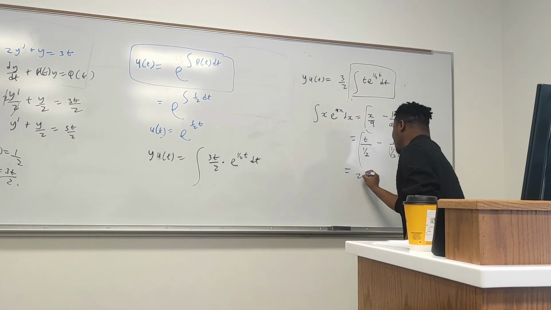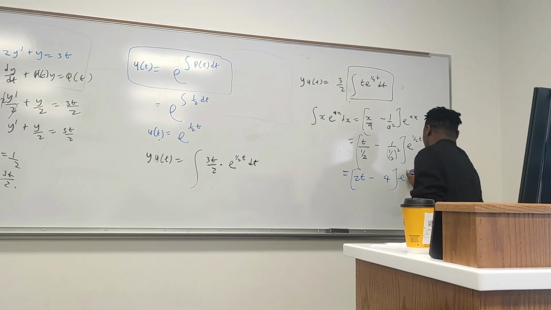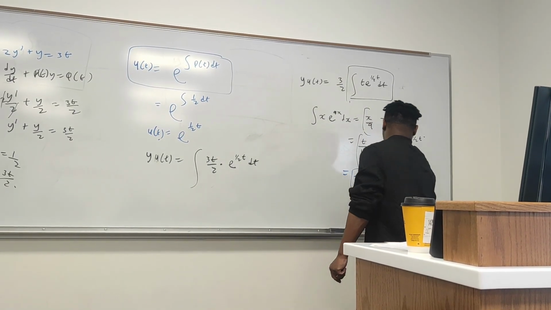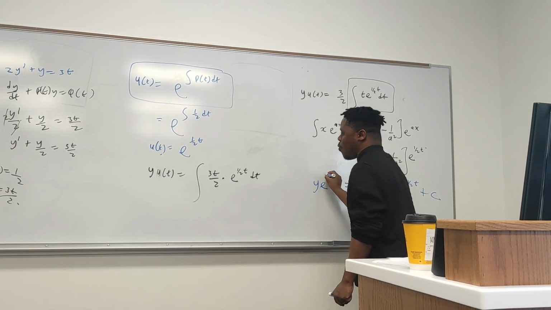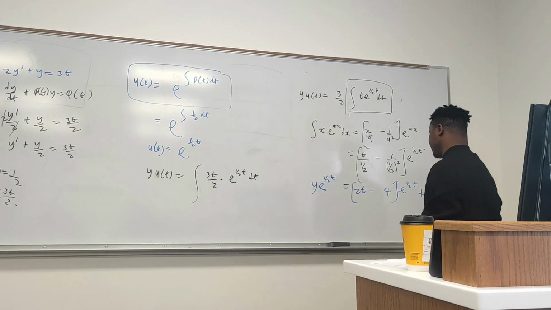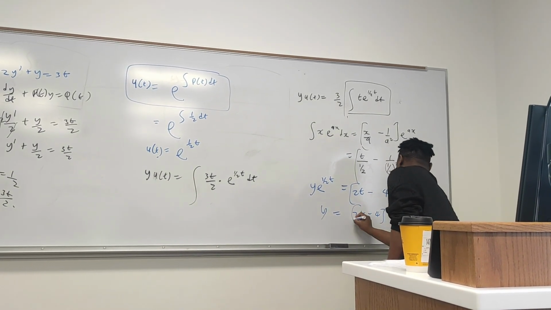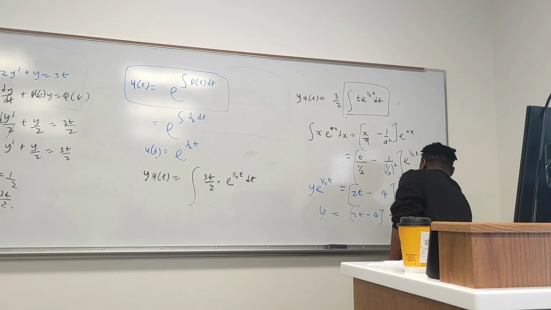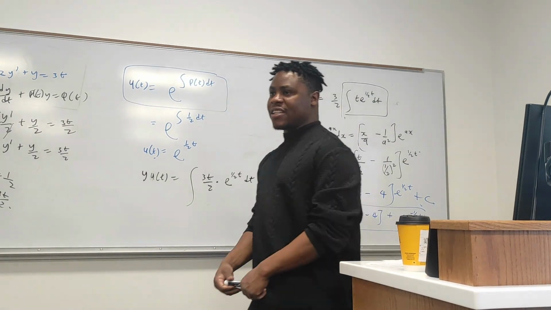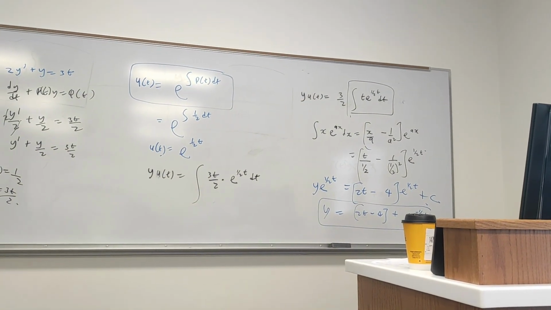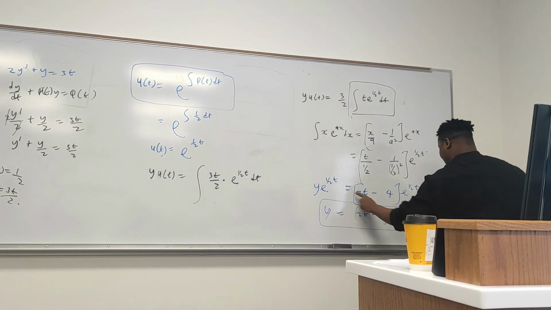So this gives 2t minus 4, e to the 1 over 2t, right? That's plus c. Our mu of t is e to the 1 over 2t. So our y becomes 2t minus 4 plus c e to the negative 1 over 2t. Did anyone get it up to this point? Okay, great. If you got it up to this point, you're right, because this cancels this, and this comes here to become negative.